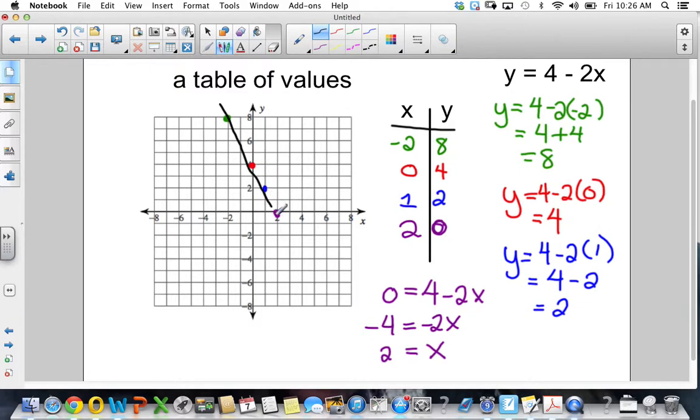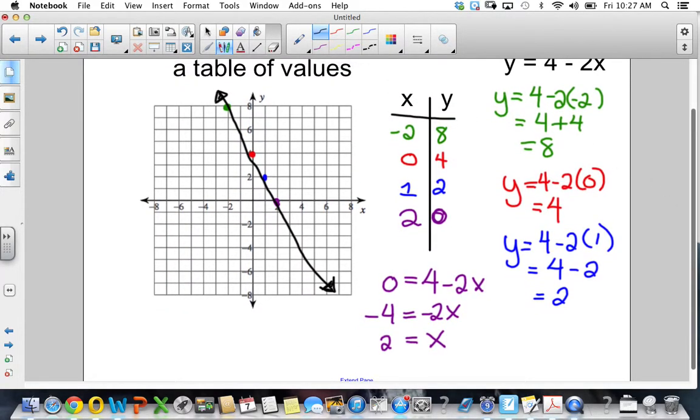When you graph your line, be sure to extend it across the entire grid. Put arrows on the end because lines go on forever. You should be using a straight edge, though I have not. So a follow-up question to this type of problem might be, what is the slope of this line? And we can find the slope simply by counting the rise over the run.